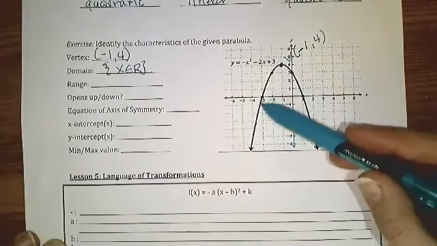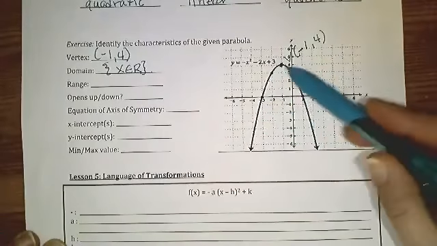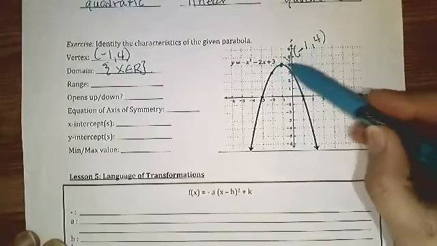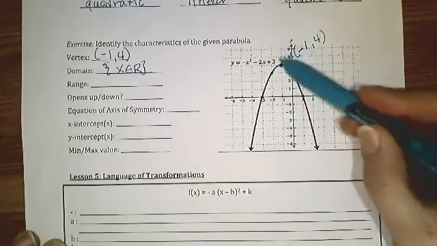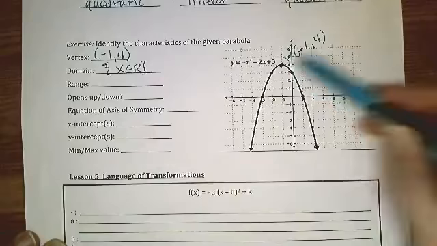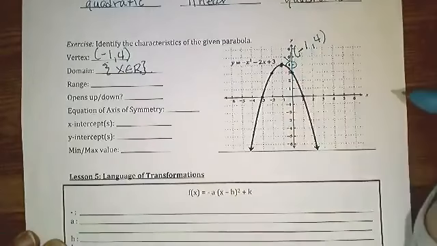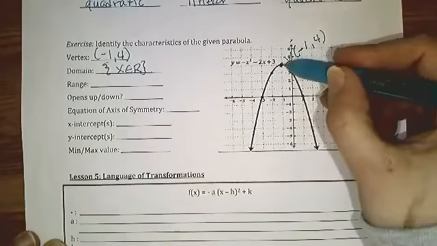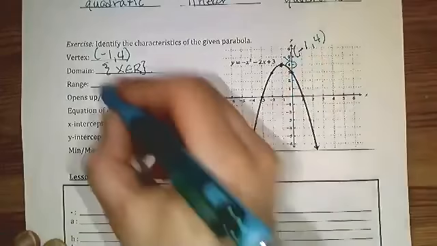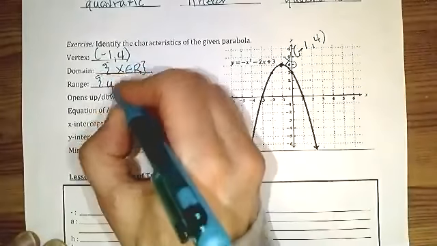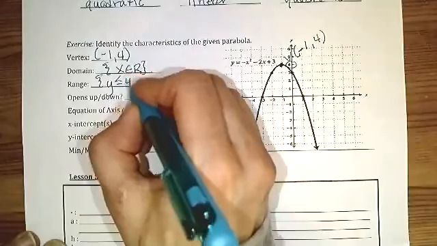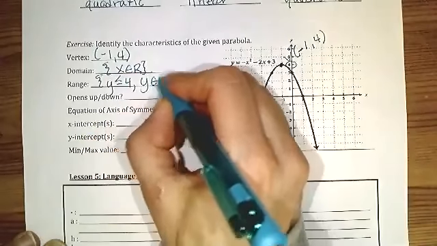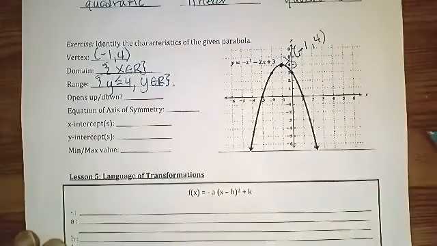The range, though, we can see the graph here comes up to this maximum value here. There are no y values above 4, where our max value is. So we know our range is all the values that are less than 4. So the range is y is less than or equal to 4, and y is a member of the all real numbers set.